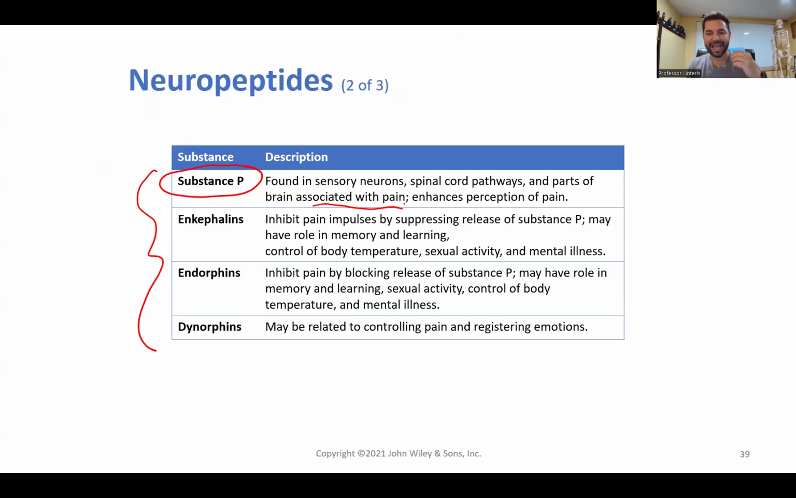Endorphins and things like that deal with inhibiting the pain, blocking the release of substance P. So an endorphin, like if you're talking about your runner's high and stuff like that, even if your legs are hurting, you usually don't feel it. Things of that nature.